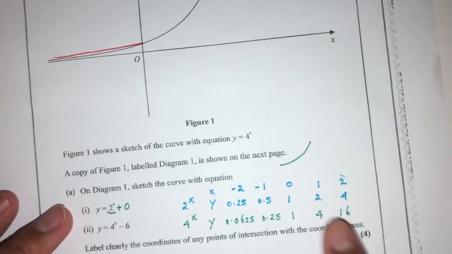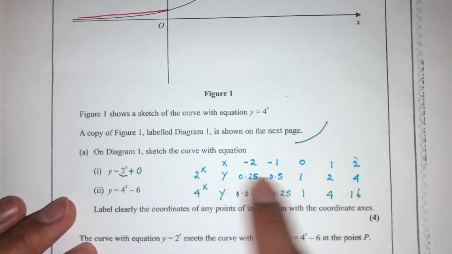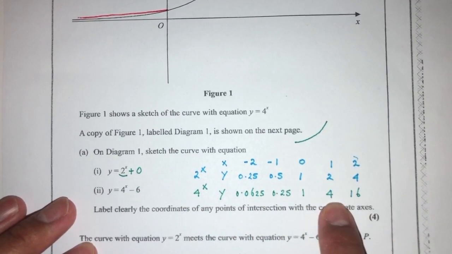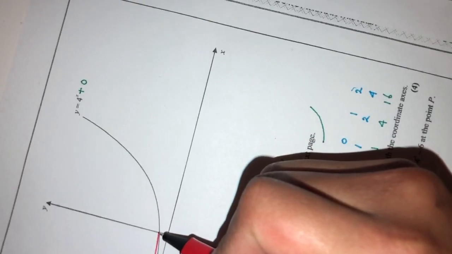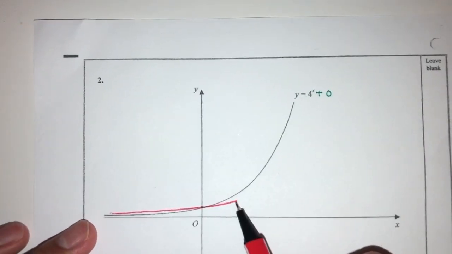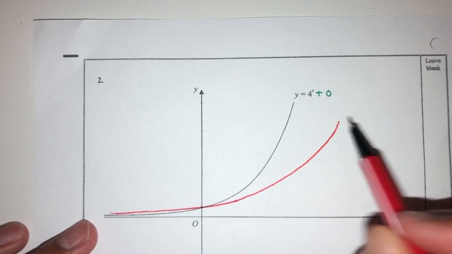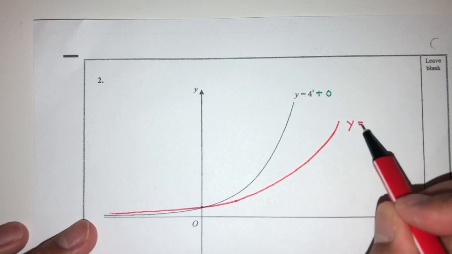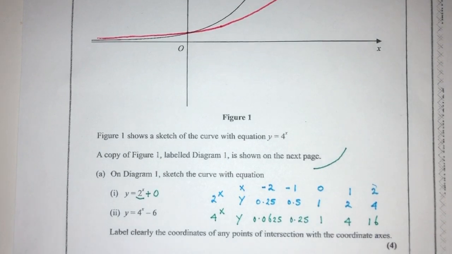Now, for the positive values of x, you can see the values are less than the other one. So it has to be going this way, but it has to be below the initial curve. It cannot be above for the right shape. So that will be something like this. Label this as y equal to 2 power x. That will be your answer for part 1 of the question.